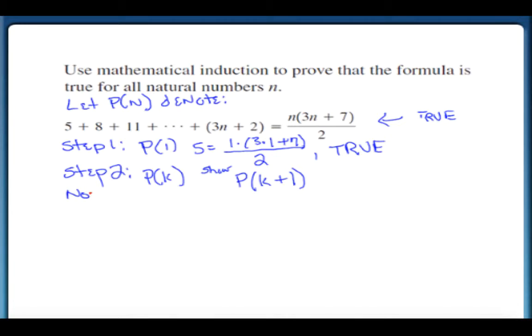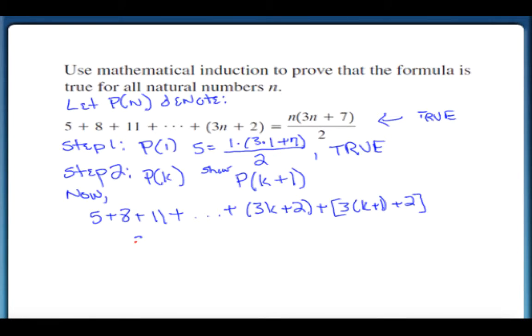So now, 5 plus 8 plus 11 plus ... plus 3k plus 2 plus 3 times k plus 1 plus 2 equals k times 3k plus 7 over 2 plus 3k plus 5. So this is the induction hypothesis.